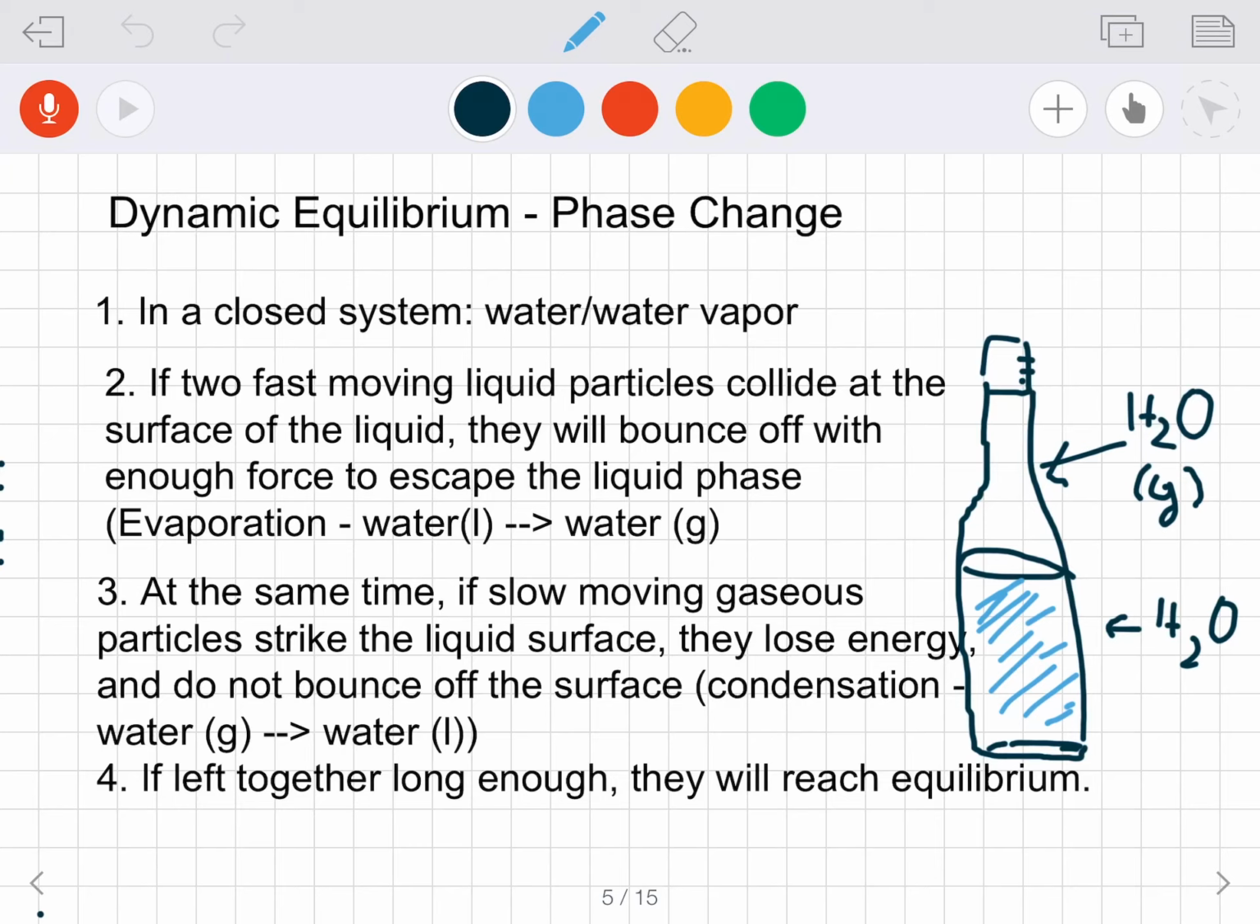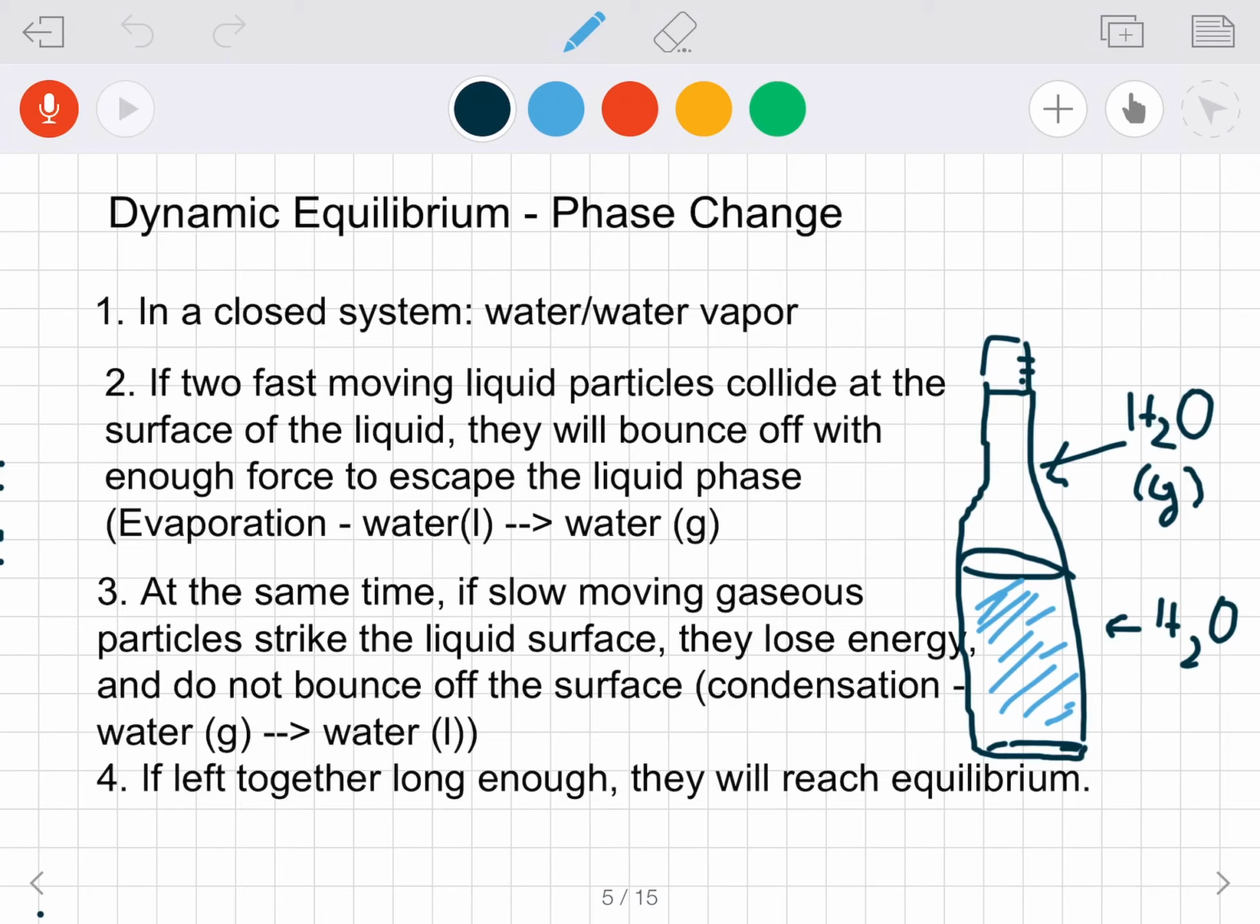If we keep the container closed, eventually the rate at which things are evaporating will equal the rate at which things are condensing. Now, if we take the cap off the bottle, then what has to happen is enough of the water has to vaporize to reach an equilibrium with the whole entire Earth's atmosphere, which isn't possible, so all the water eventually evaporates out of the bottle.